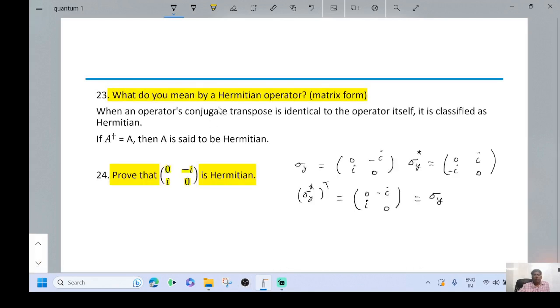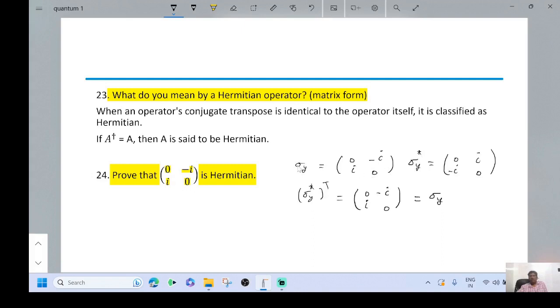What do you mean by a Hermitian operator in terms of matrix aspect? If A, the given matrix is Hermitian, then if you take the conjugate transpose, that is A dagger, if A dagger is equal to A, then A is said to be Hermitian. Prove that the given matrix 0 minus i, i 0 is Hermitian. Here, this is sigma y, Pauli spin matrix.